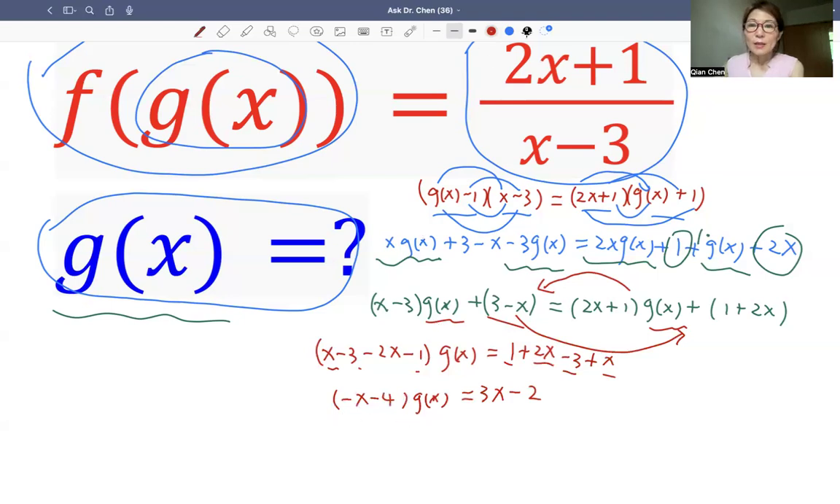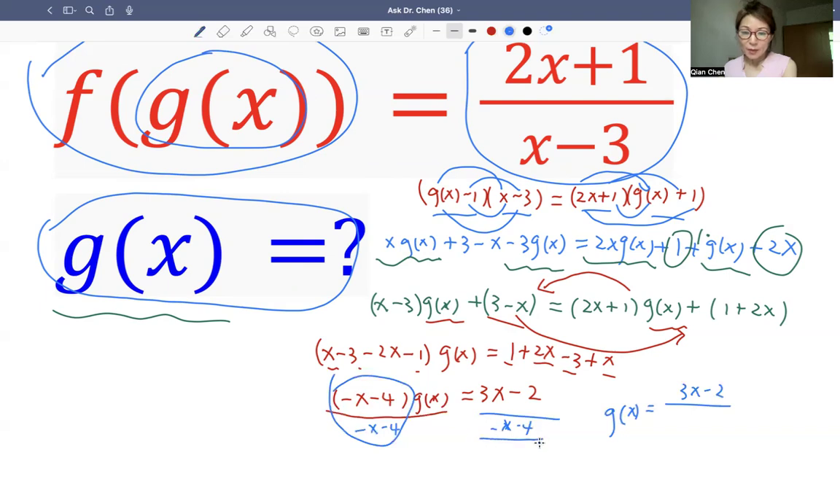Now we're solving for g of x. So all we have to do is just divide both sides by negative x minus 4 on both sides. Right. In this case, we got something divides itself on the right-hand side. We're left with g of x. So g of x equals to 3x minus 2. In the numerator, denominator, we have negative x minus 4. Too many negative signs. So let's factor out negative sign. So we can write as x plus 4 inside the parentheses.